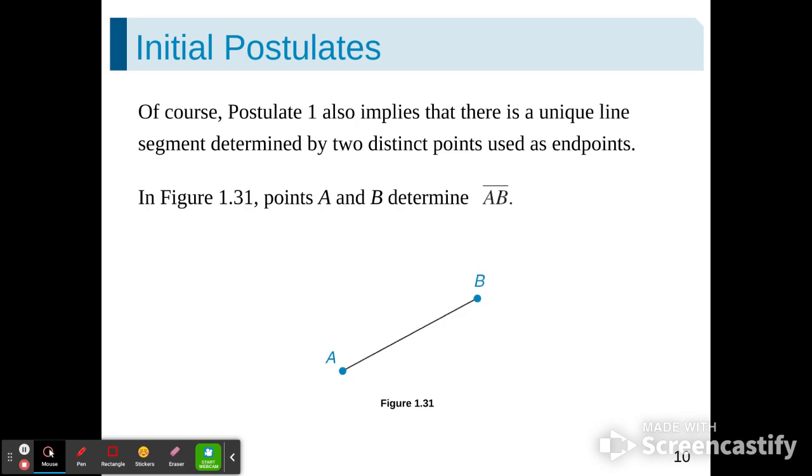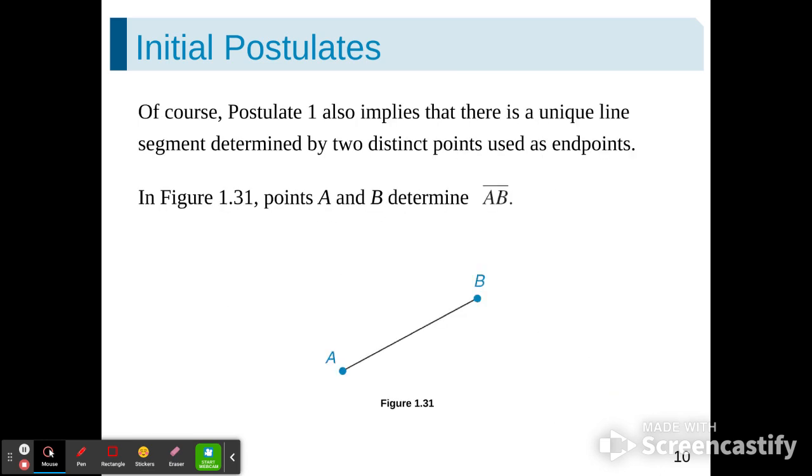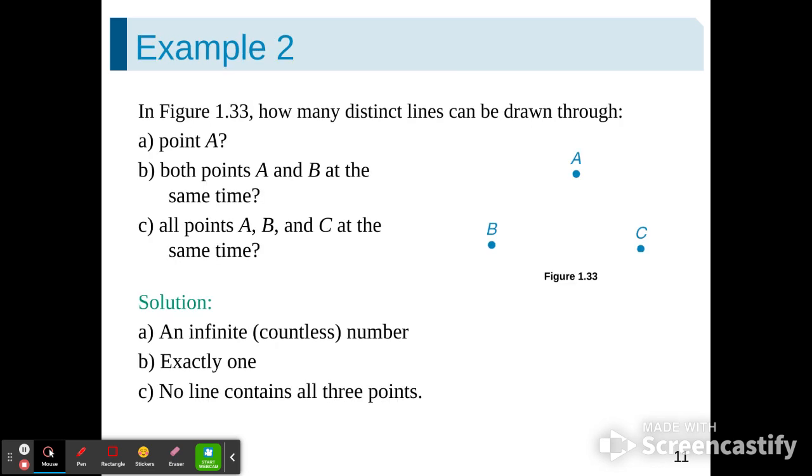Of course, postulate 1 also implies there's a unique line segment determined. So since on this one we have a line, we can also determine or imply that we have a line segment. All right, so here are some examples.